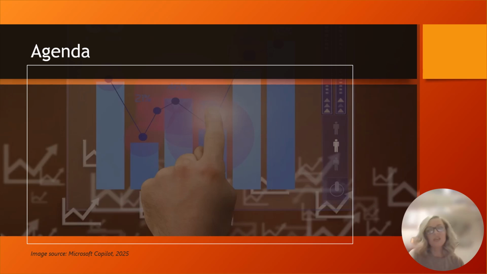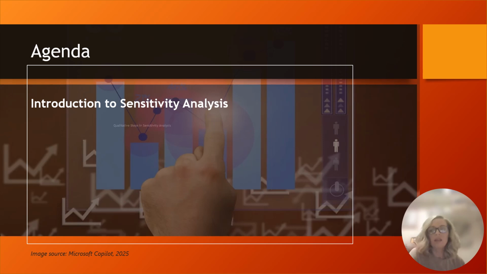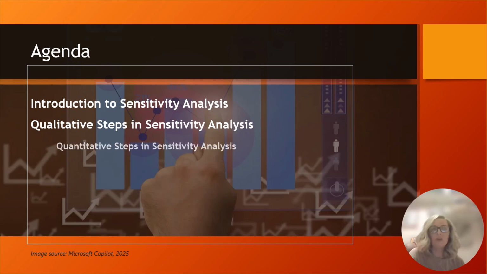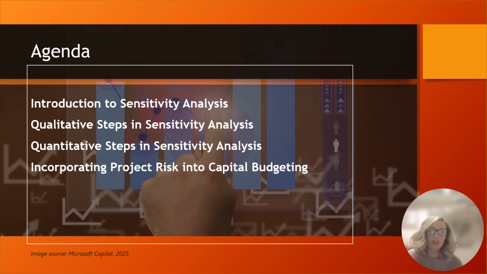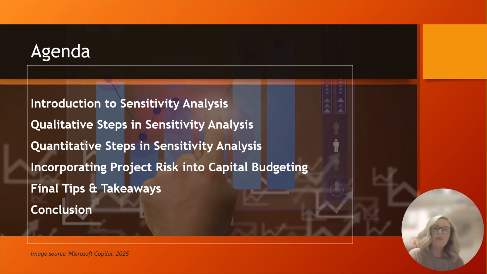In this presentation, I'm going to talk about a couple different things. First, I'm going to give an introduction into what sensitivity analysis is. I'm going to discuss the qualitative steps used for sensitivity analysis, as well as go over some quantitative steps used for sensitivity analysis. I'm going to talk about incorporating project risk into capital budgeting and follow up with some final tips and key takeaways. I'm going to end with a brief conclusion that's going to summarize everything that I've talked about.